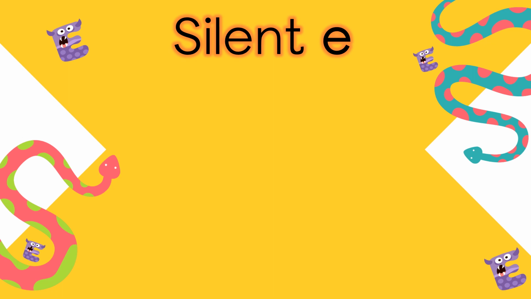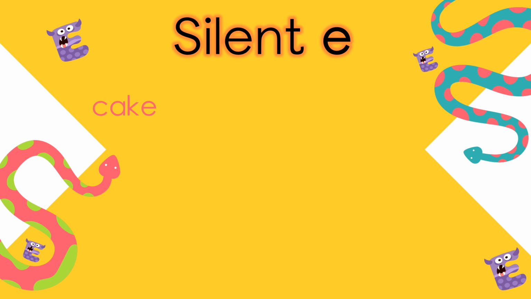If the vowel is an A sound, it changes to an A sound. If it's a U sound, it changes to a U sound. If it's an I sound, it changes to an I sound. If it's an O sound, it changes to an O sound. Let's take a look at some of the words we'll be looking at this week.